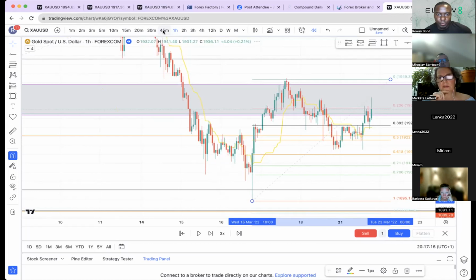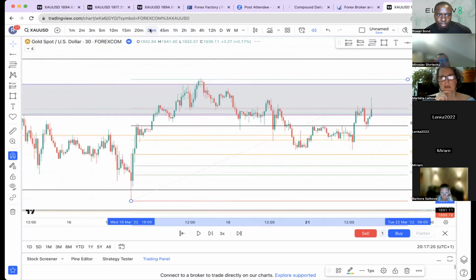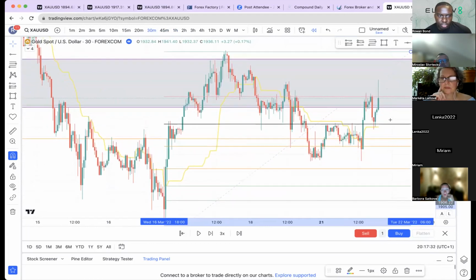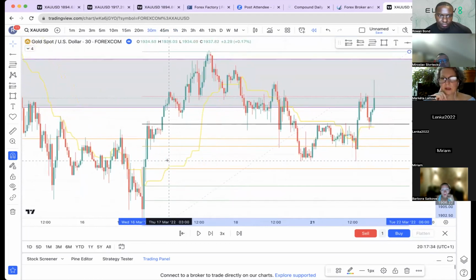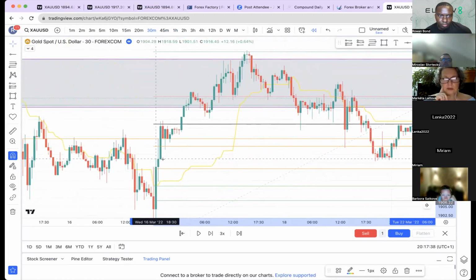Let's see if I can find something on the 45 minute. I don't know how low it will allow me to go. Hopefully it does. 30 minute. Still nothing. What could it be? And you see why price came back to this zone?